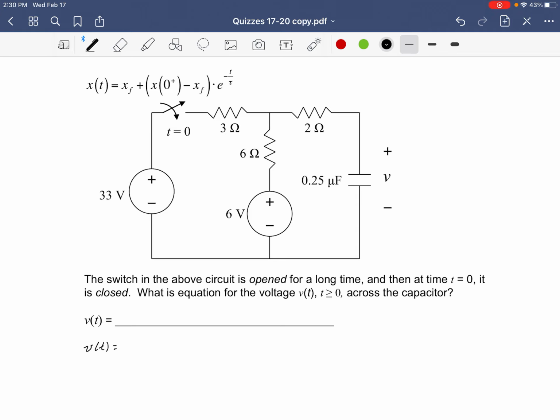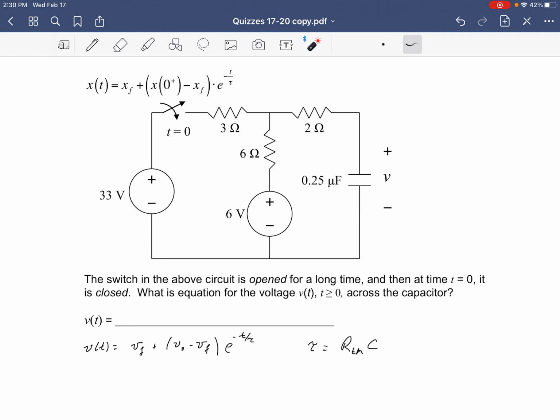voltage is going to be the final voltage plus the initial voltage minus the final voltage, e to the minus t over tau. And in our case, tau is going to be the Thevenin resistance times the capacitor. Okay. Now, the idea is to find the final voltage, the initial voltage, and the Thevenin resistance. Okay, so let's do the initial voltage.